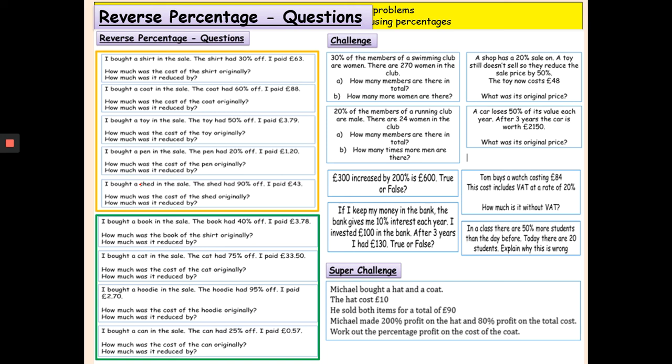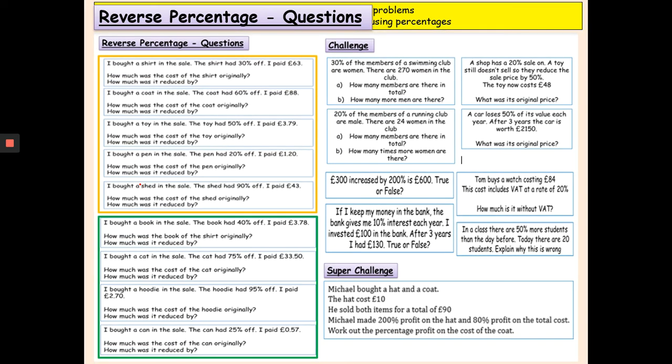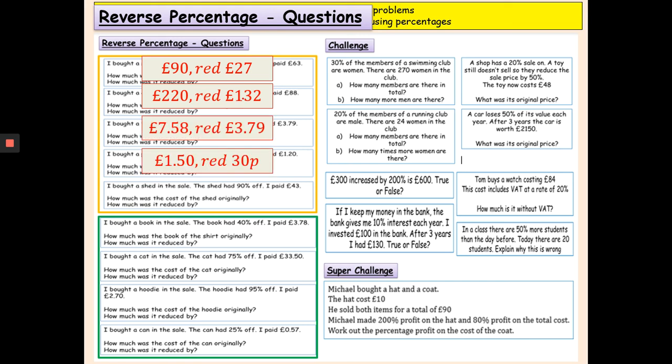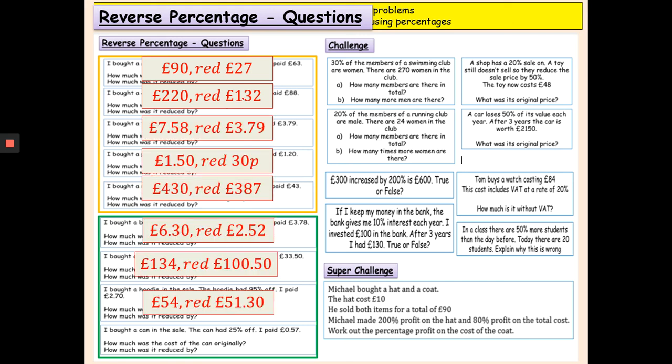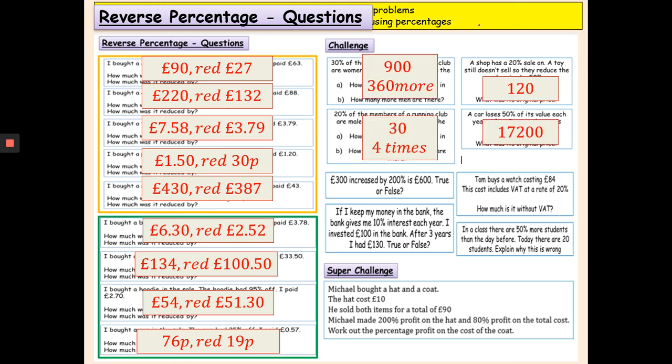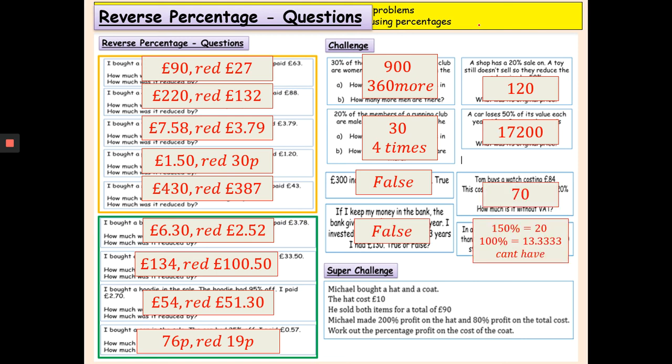Right, hopefully you've had a go at those. So here's your answers. I'll just flick through them. The red part just means what it's reduced by. So here they are. And then when you get onto the challenge ones, here are the challenge answers. And finally, the super challenge answer.